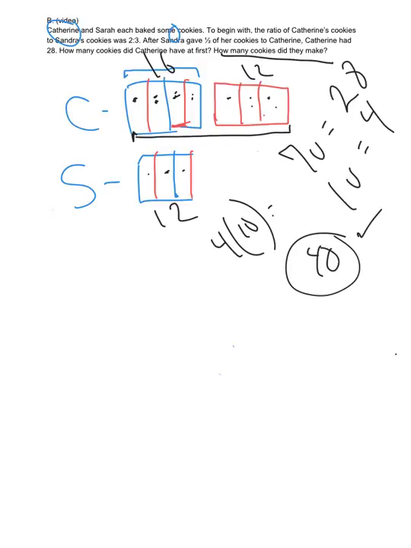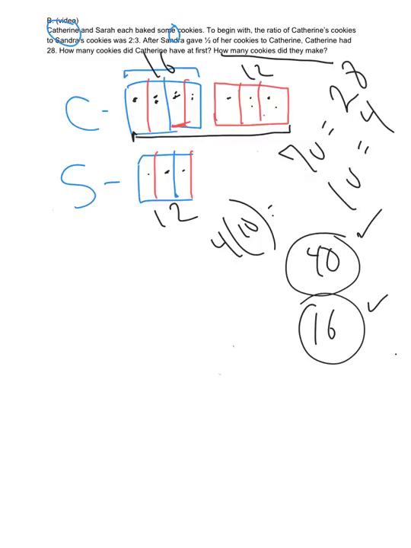So, they made 40 cookies in all. And Catherine started with 16 cookies. Now, do we have a way of checking our work? Okay, well, let's see. We can take a look at here and say that 16 and 12 equals 28. She does indeed have a total of 28 cookies now. 28 divided by 7 gives us 4 units. 4 times 4, 16. Okay, excellent.